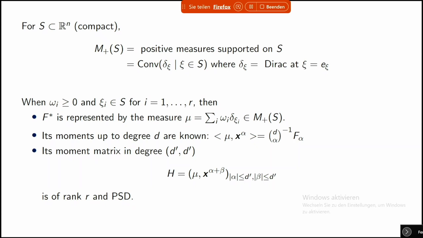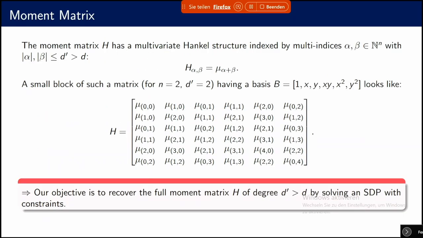The moment matrix in degree d prime, which is bigger than d, is given by the measures. The moment matrix is also of rank r and is a PSD matrix, which is a positive semi-definite matrix. The moment matrix H has a multivariate Hankel structure indexed by multi-indices alpha and beta in N^n, with degrees lower than d prime, which is bigger than the initial degree d.